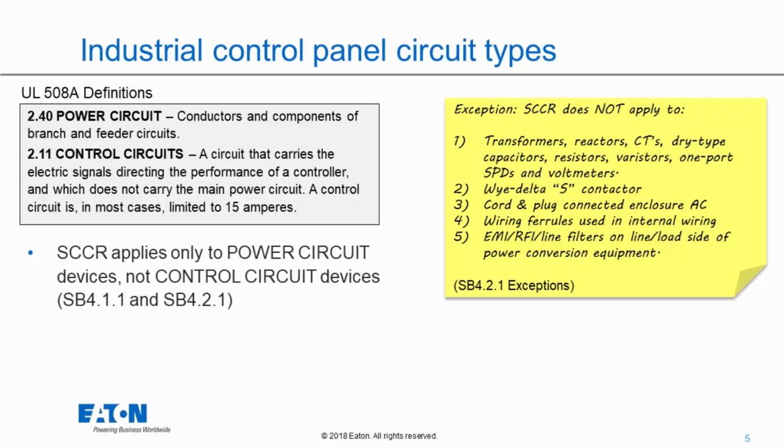There are a couple other components that simply do not have short circuit current ratings. The ones we run into the most is number one there, that's transformers, reactors, CTs, capacitors, resistors, varistors, voltmeters. We also see number 5 a lot, that's EMI, RFI line filters. Those do not have an SCCR, so we get to, again, just ignore them. Even if they're in our power circuit, we get to ignore them when we're calculating short circuit current rating.